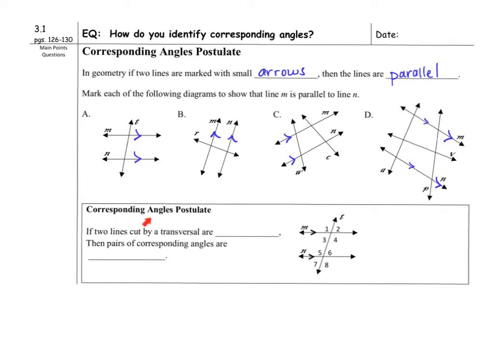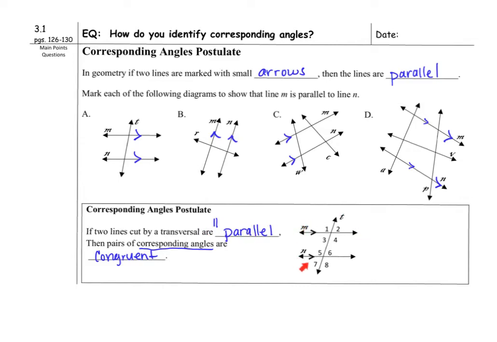So this is going to bring us to the corresponding angles postulate. If two lines cut by a transversal are parallel, then the pairs of corresponding angles are congruent. So just to remind you, the symbol for parallel is just going to be two lines right next to each other. So anytime you see this, that means parallel. And I just think about how you actually spell parallel, those two L's in the word. So the symbol looks just like the L's.